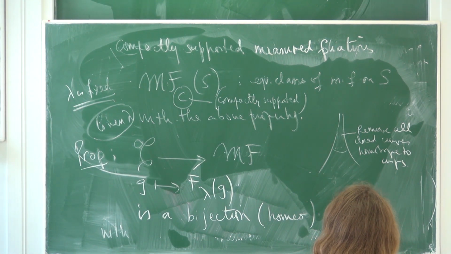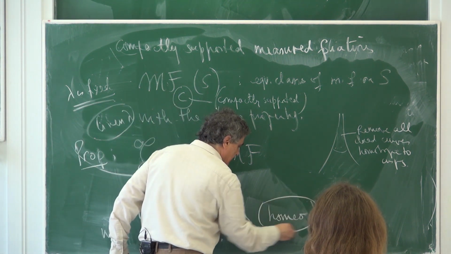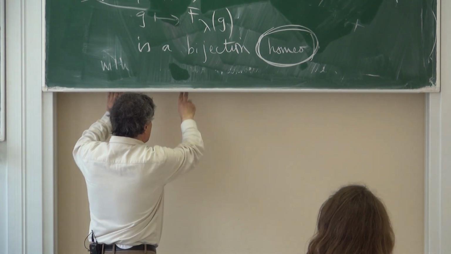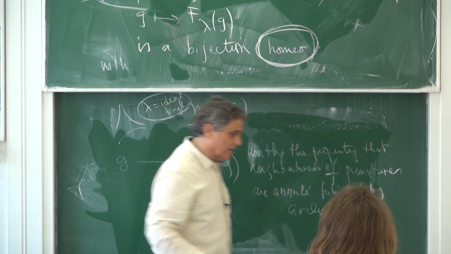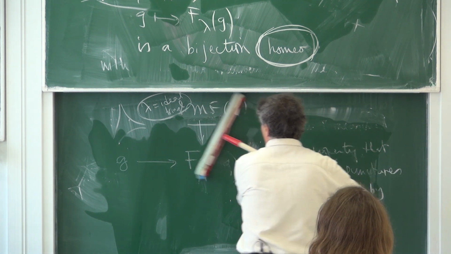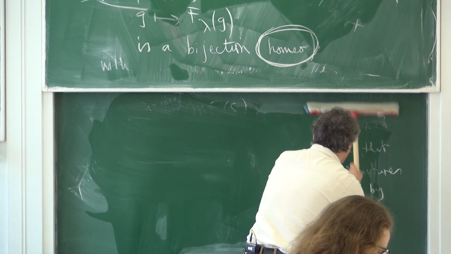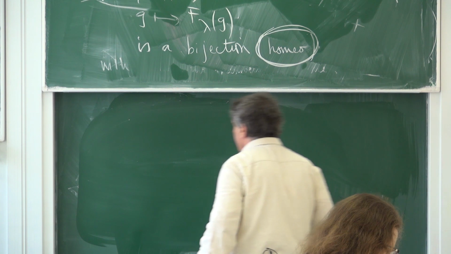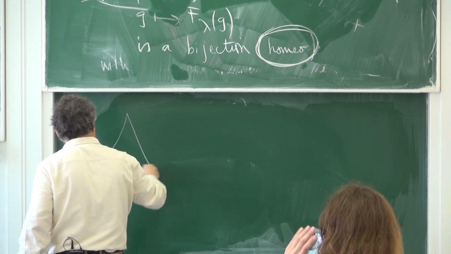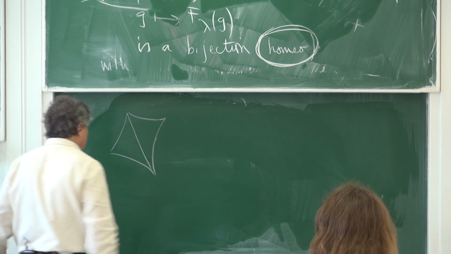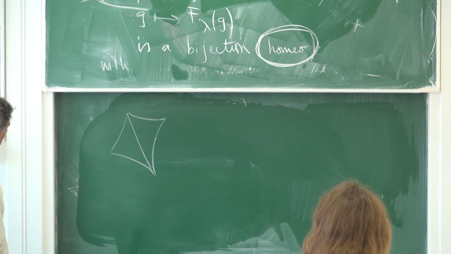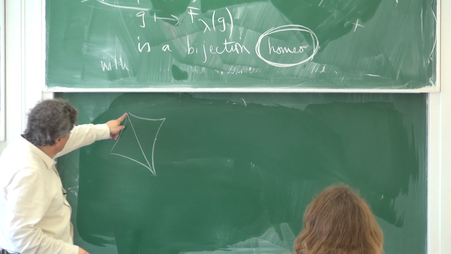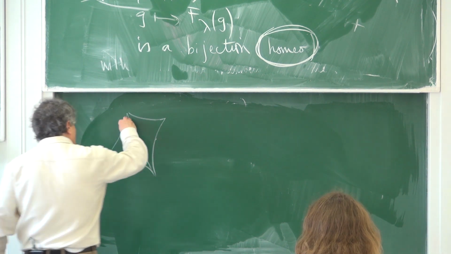Okay, so where are we now? I want to say that this map is a homeomorphism, and I want to recall something about the topologies of these two spaces. Remember that if we consider the very simple case where my surface is just the union of two ideal triangles glued along one side.